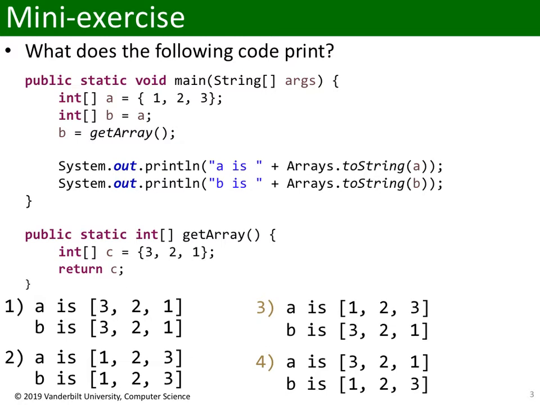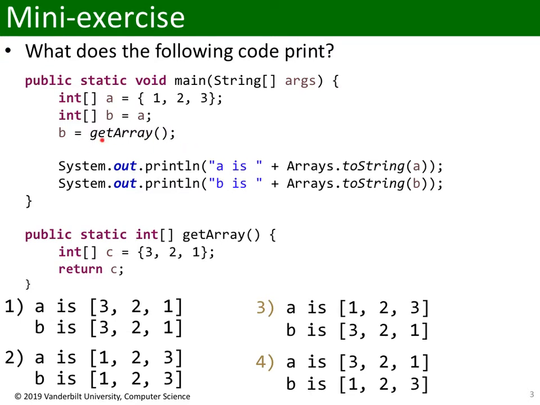If you need more time, pause the video. To answer this question, notice that A is assigned a new array object and initialized with these values. B is then assigned the reference to the array object already stored in A. So at this point, B and A both contain a reference to this object in this line of code.